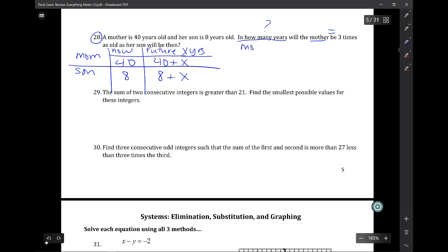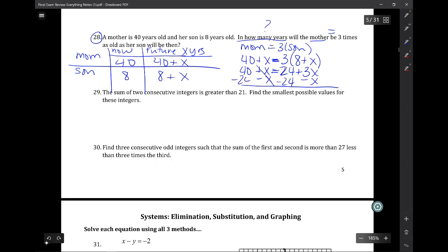So the mom will equal 3 times her son's age. So the mom is 40 plus x. The son is 8 plus x, or however you want to write it. So I need to know when those two things are equal to each other. So if I distribute, equals 24 plus 3x, and I get my x's all on one side and 24 to the other side, I get 16 is equal to 2x divided by 2.